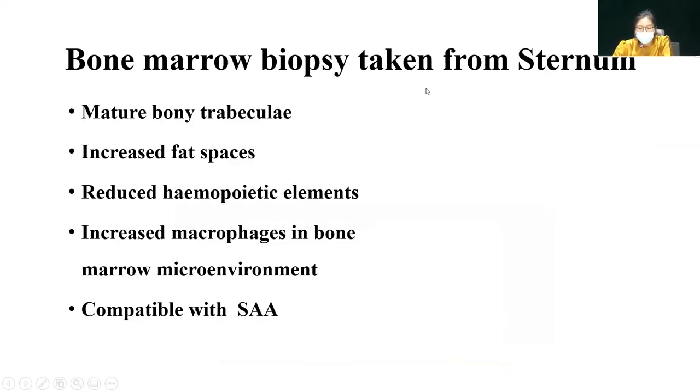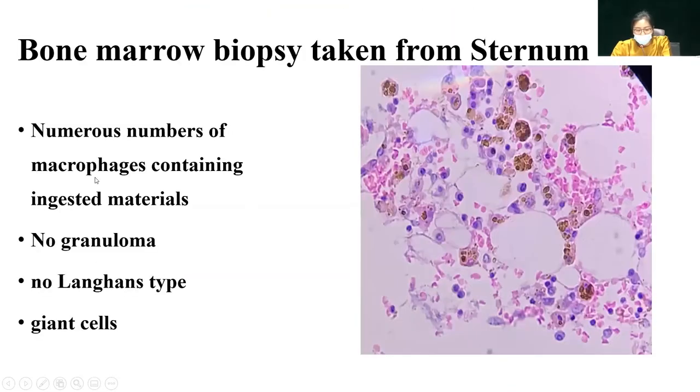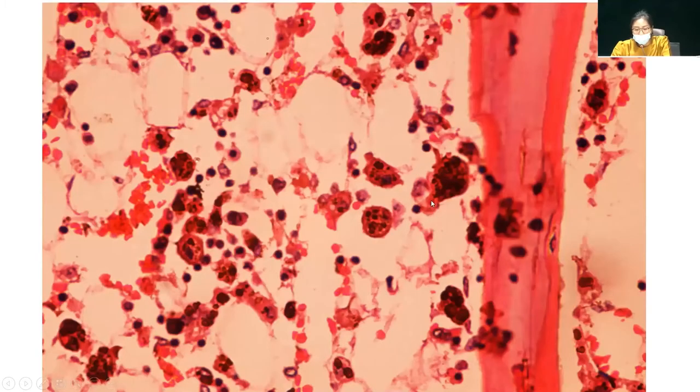We also did a bone marrow biopsy taken from the sternum. The bone marrow section shows medullary bony trabeculae with increased plasma cells and reduced hematopoietic elements, indicating aplastic anemia. In this section, the striking feature was infiltration of many macrophages, and they also phagocytose many RBCs, mononuclear cells and platelets in their cytoplasm. You can also see ingested debris material in the cytoplasm of the macrophages.